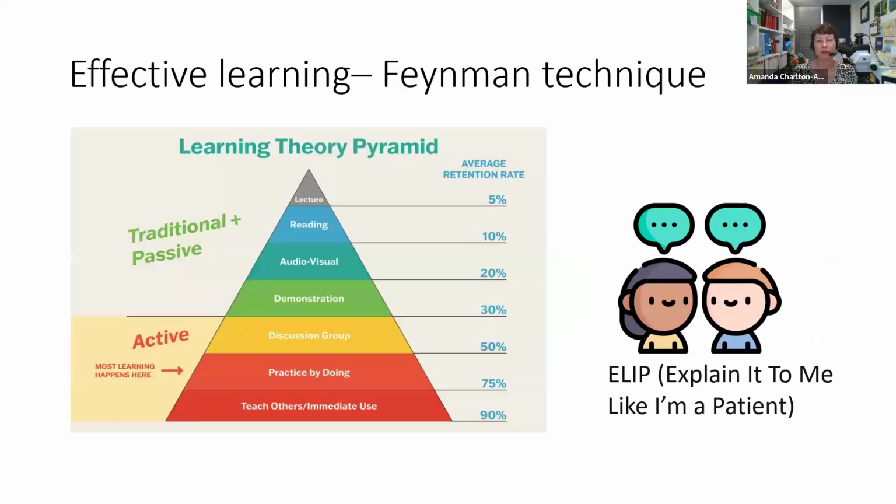Next, there's the learning theory pyramid again. Oh, you've changed the Feynman too. Explain it to me like I'm a patient. Yes, that's good. Okay, so another way to actively learn it is to rephrase it in your mind to try and teach others. And a really good way to rephrase it is to take it down from technical understanding to layperson understanding. This is also quite useful professionally. So ELIP, explain it to me like I'm a patient, right?